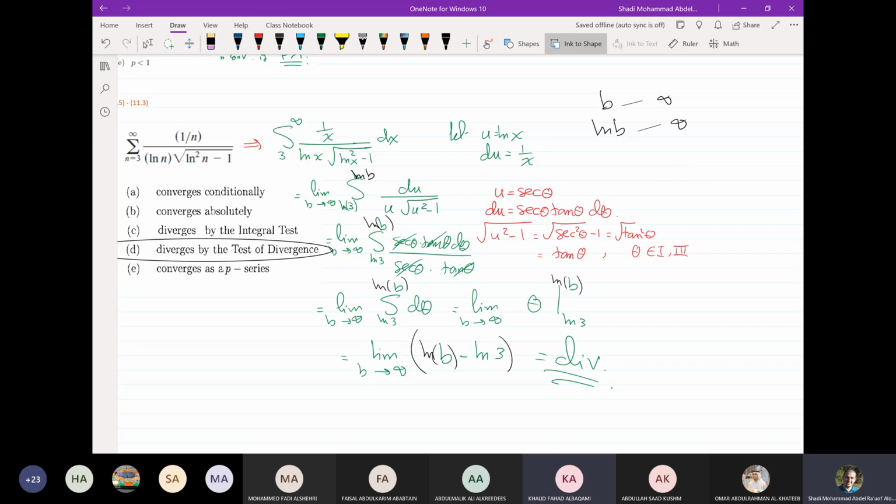One of them is constant and the other will go to infinity in all cases, whether it's for u or theta or whatever. Don't worry about this one. It will be also infinity. So this is divergence, okay?